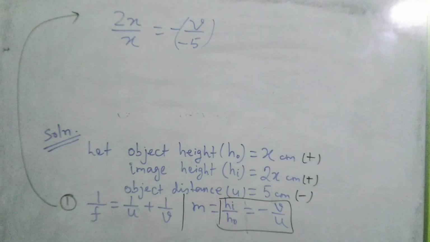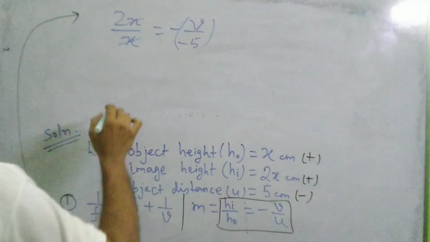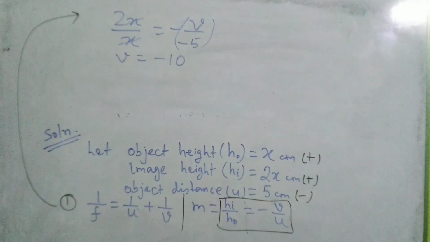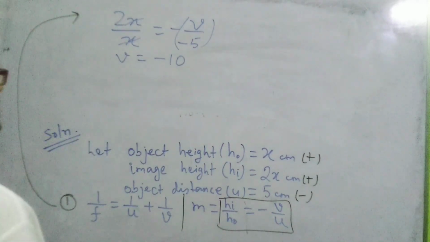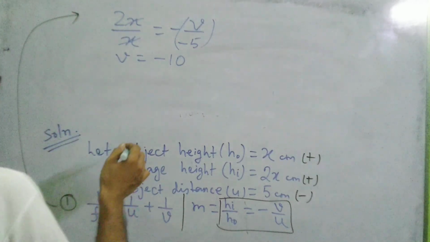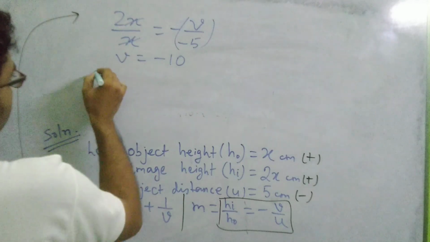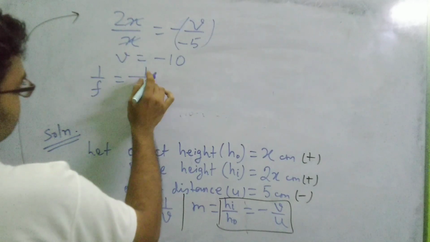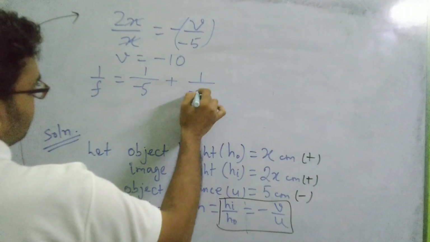Now from this we can easily cancel the x and x, then v is equal to minus 10. So v we are getting as minus 10. Actually this is the image distance, isn't it? So we are already obtaining the position of the image. Now if you calculate the focal length, 1/f = 1/(-5) + 1/(-10).